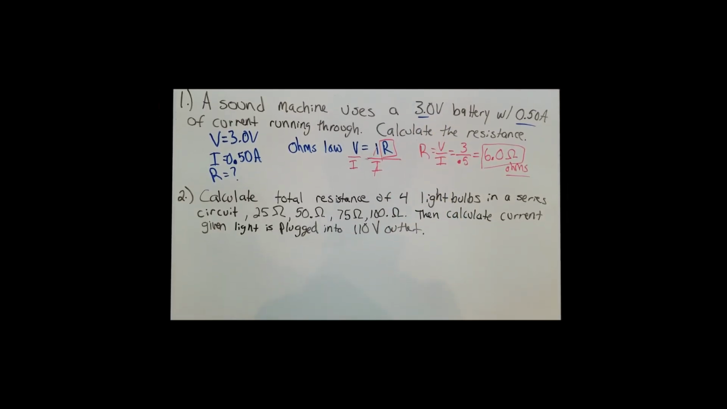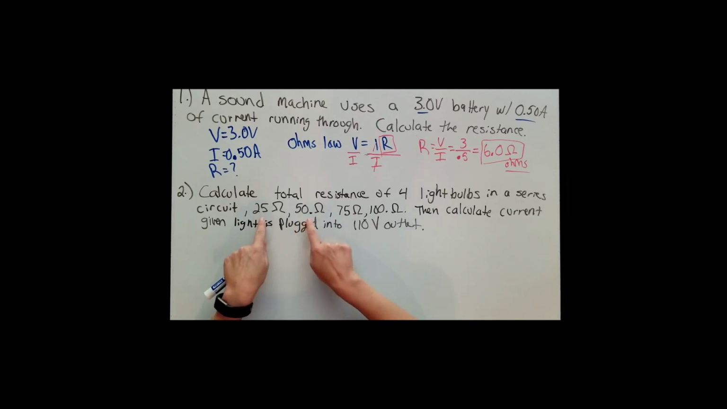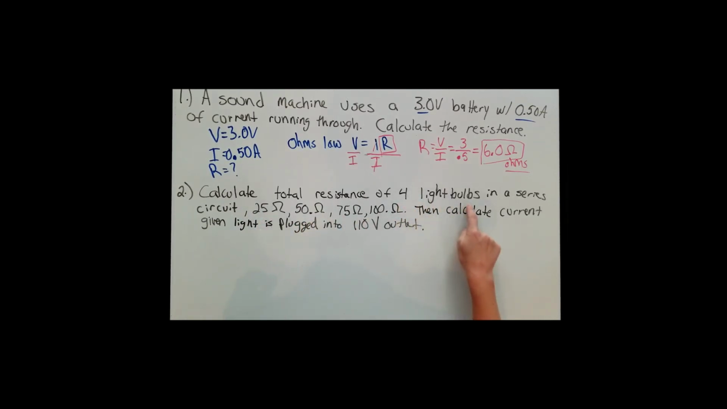The second problem now, we're looking at 4 light bulbs. Each of those light bulbs is called a resistor. This specific problem is telling us that they're in a series. It's important to know whether they're in series or parallel, because there are different ways to calculate based off of the arrangement of the resistors.